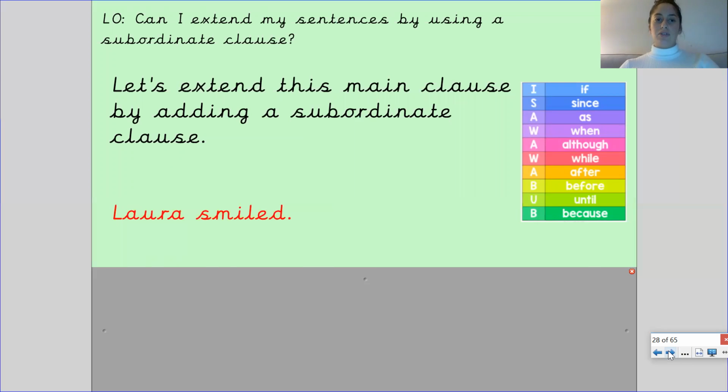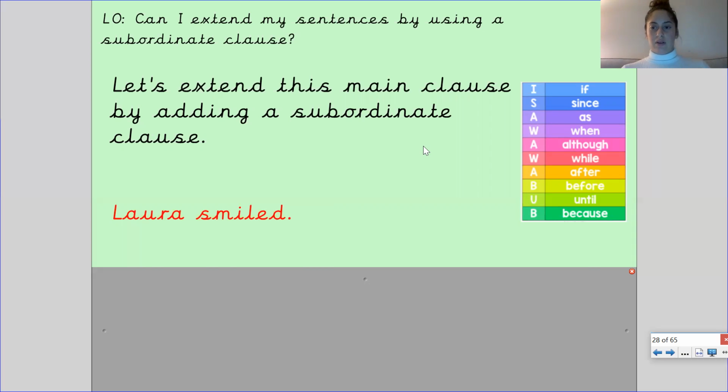Okay, now I'm going to show you some sentences and I'm going to ask you to use one of these subordinating conjunctions to make this sentence more complex and extend them. Extend the main clause. So the main clause here is Laura smiled. However simple it is, if I was to say to you Laura smiled, you would understand what I'm saying. So Laura smiled. Can you choose one of these subordinating conjunctions to extend this sentence?